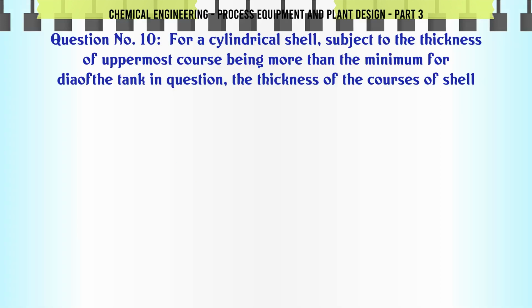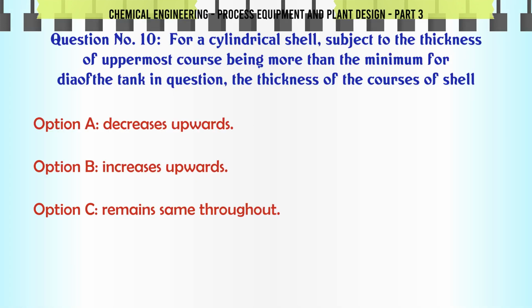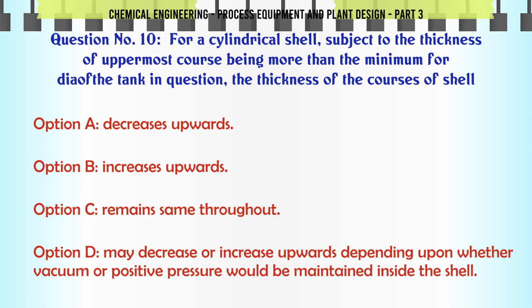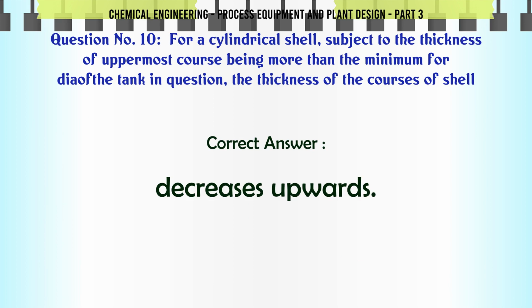For a cylindrical shell subject to the thickness of uppermost course being more than the minimum for the tank in question, the thickness of the courses of shell: A decreases upwards. B increases upwards. C remains same throughout. D may decrease or increase upwards depending upon whether vacuum or positive pressure would be maintained inside the shell. The correct answer is decreases upwards.